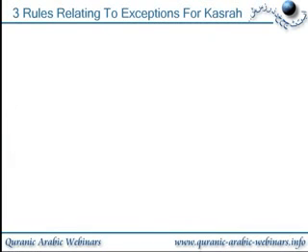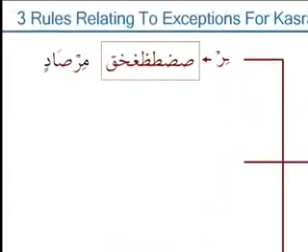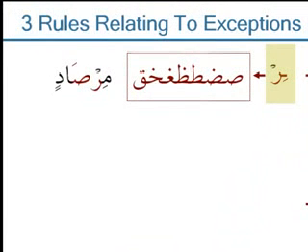They're linked to the sound of kasra. So you've got 3 rules related to kasra, but they're exceptions because in this case the ra is still going to be tafkhim. So the first one is if you've got the letter ra when it's sakin and it's preceded by kasra, but it's followed by one of the tafkhim letters, i.e. sad, dad, ta, dha, ghain, kha or qa. So ra sakin preceded by a kasra sound but followed by one of the tafkhim letters. In that case the ra will still be heavy tafkhim.